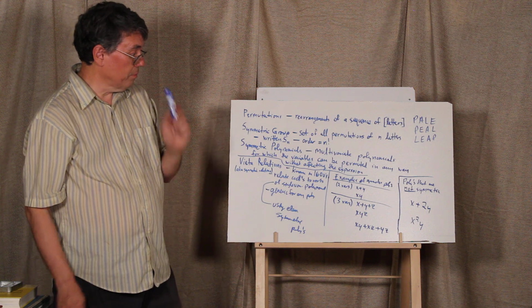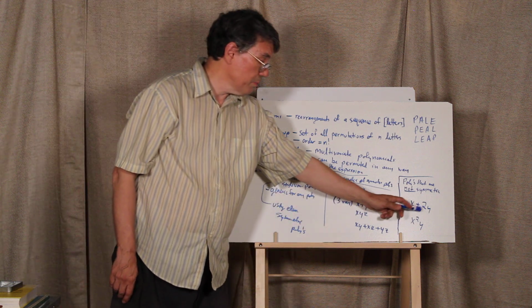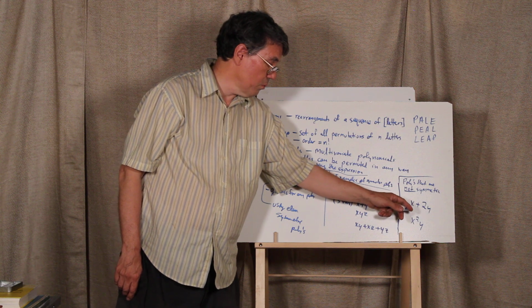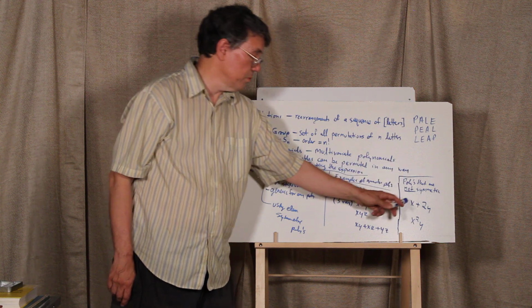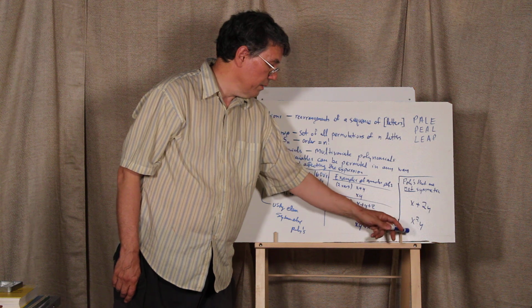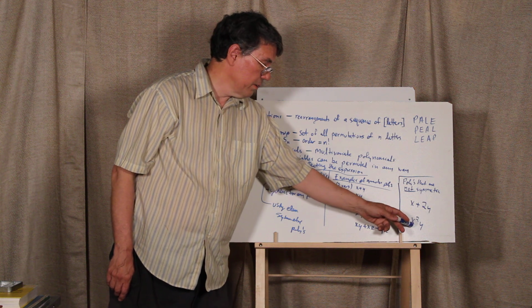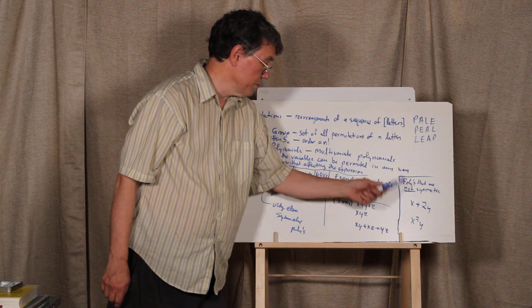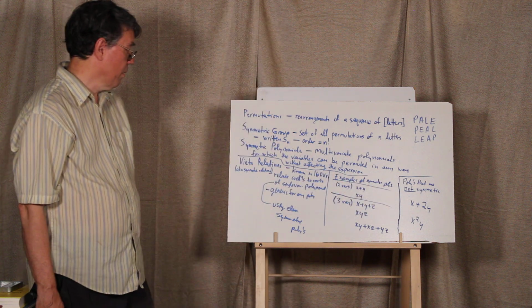Examples of polynomials that are not symmetric: x plus 2y. Well, you interchange y and x, you get y plus 2x. That is not the same thing as x plus 2y. Again, x squared y, if you interchange x and y, you get y squared x. That is not the same thing as x squared y. So these are examples of polynomials that are not symmetric in two variables.